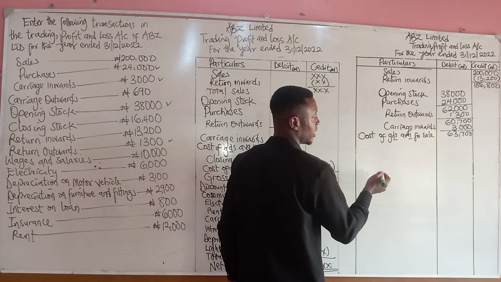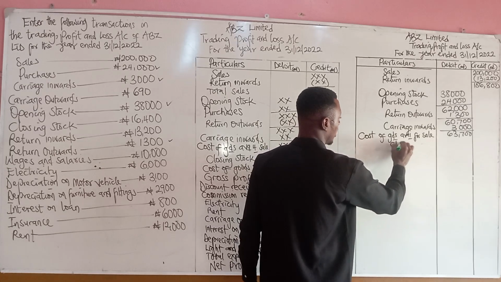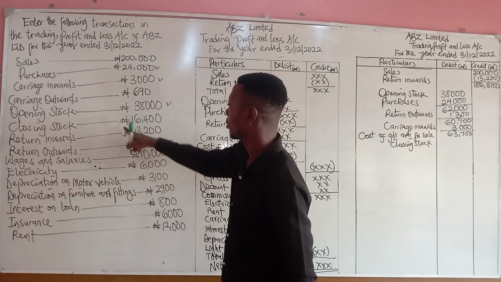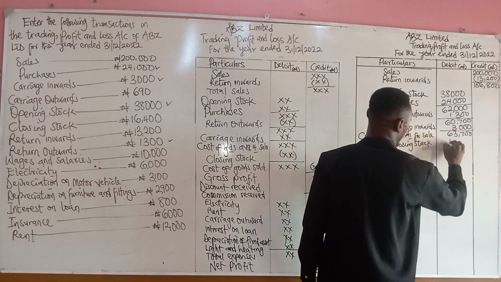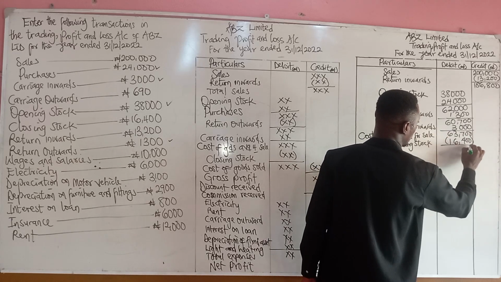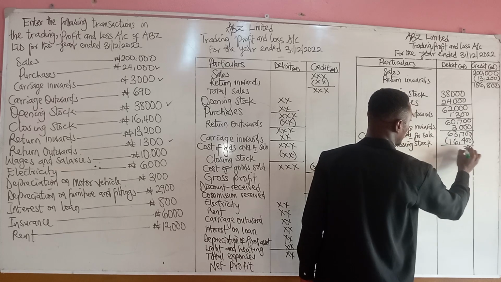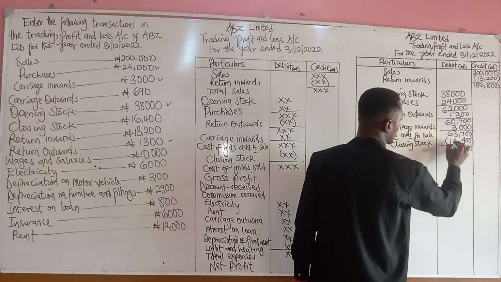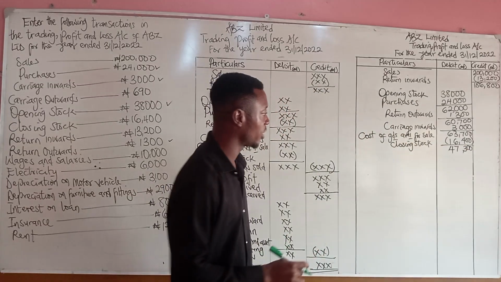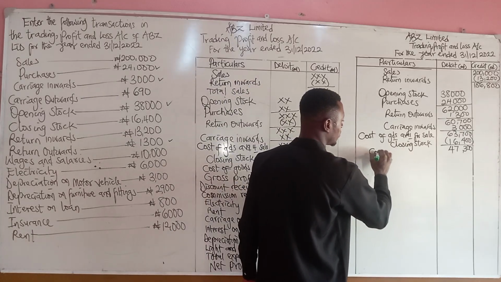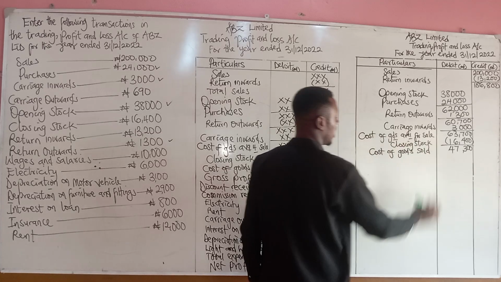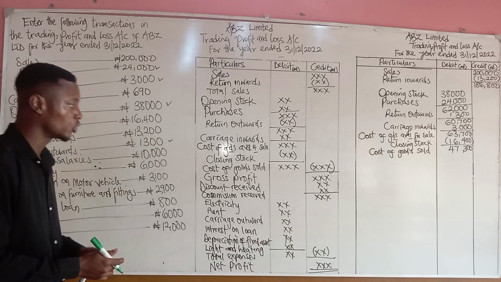Now the next destination is to less our closing stock. So I have closing stock. From here, my closing stock is 16,400. I have 16,400 in bracket because we are subtracting. So this is 0, 0, 7 minus 4 is 3, 13 minus 6 is 7, 5 minus 1 is 4. That will give me 47,300, which is what? Cost of goods sold.